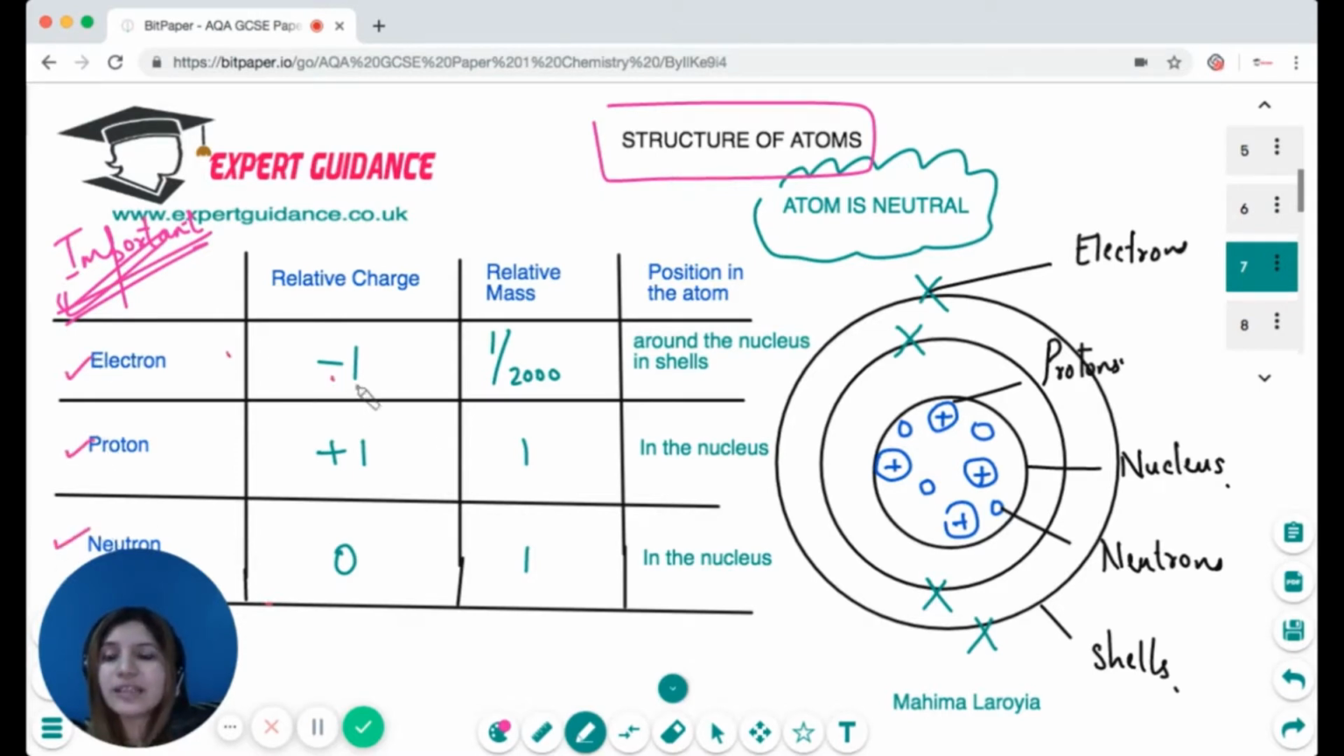Electron has a relative charge of -1, protons have +1, neutrons have 0 charge. The relative mass of protons and neutrons is 1. Electron is 2000 times less. Therefore, electrons are lighter. Protons and neutrons are found in the center, in the nucleus of the atom, and the electrons are found revolving around the nucleus in specific shells. So you can see that this is the element which has 4 electrons. So 2 are in the first shell, 2 are in the next shell, and 4 protons and 4 neutrons are in the center. This is how we make the structure of the atom.